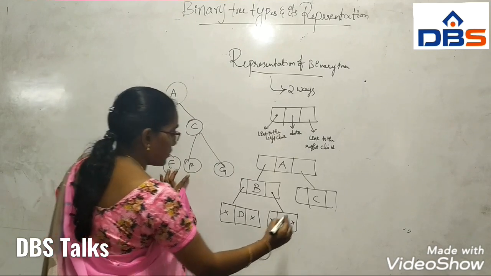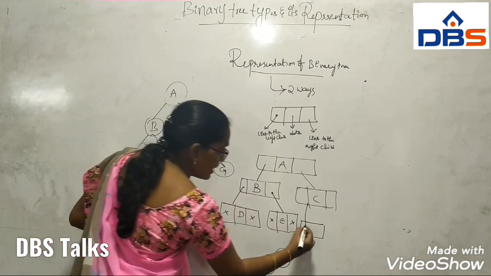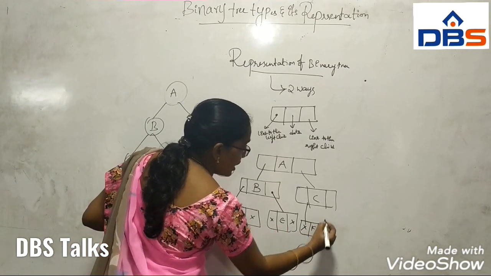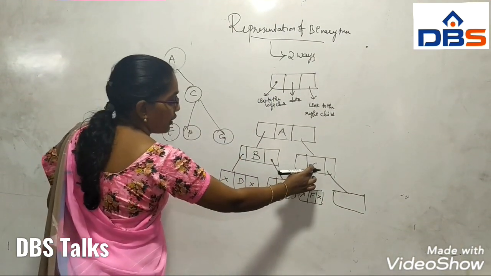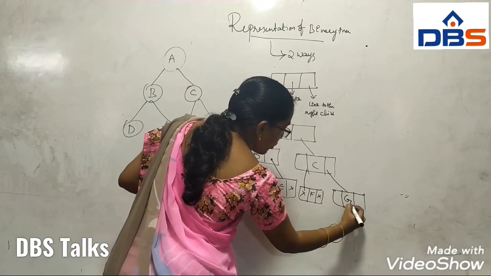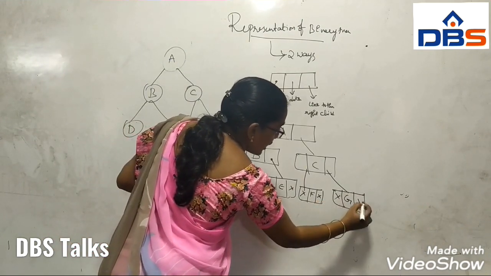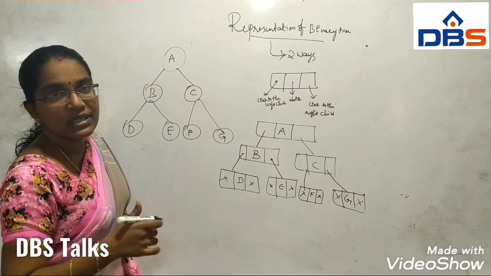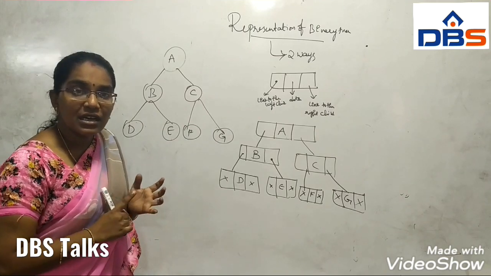For the node C, the left child is F. F does not have any left child or right child, so we place it as null. And for the node C, the right link is G, so we represent it here. For the node G, we do not have any child node, so we place it as null. This is how we are going to represent the binary tree by using linked lists.